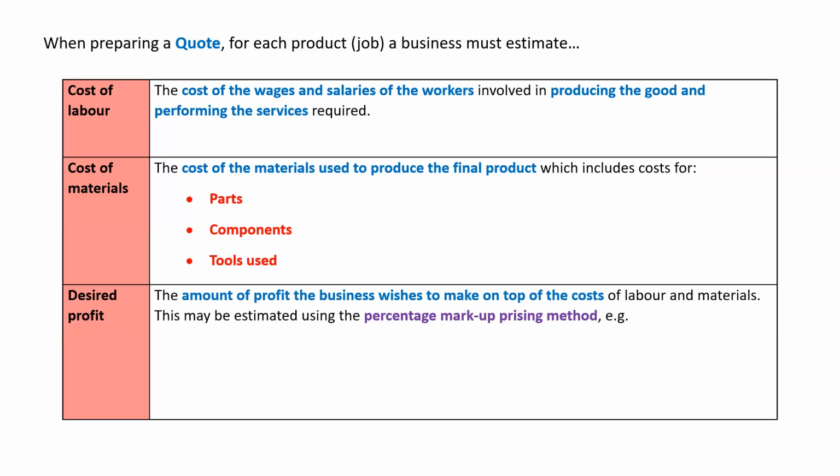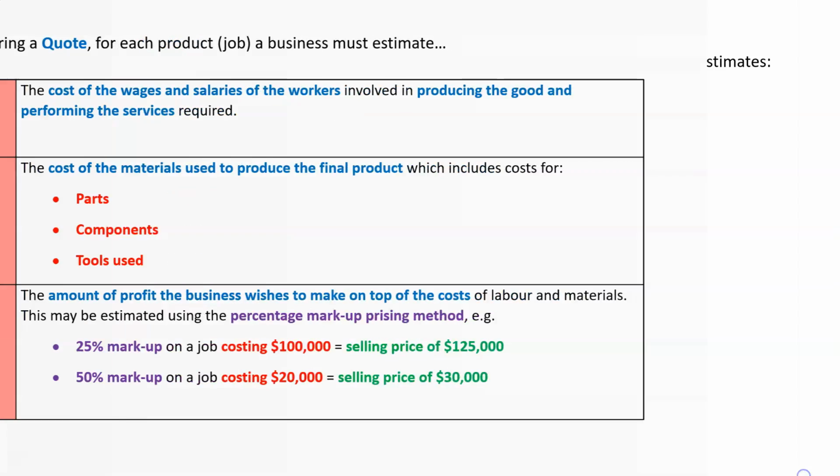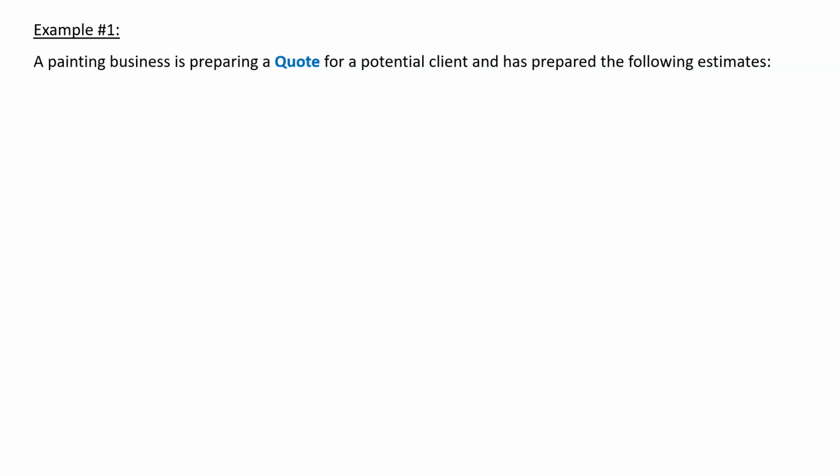So this may be estimated using the percentage markup pricing method. For example, we add a 25% markup on a job that we think will cost $100,000. We're going to need to charge a selling price of $125,000. Or say a 50% markup on a job costing $20,000, that will be a selling price of $30,000. Let's look at two examples.